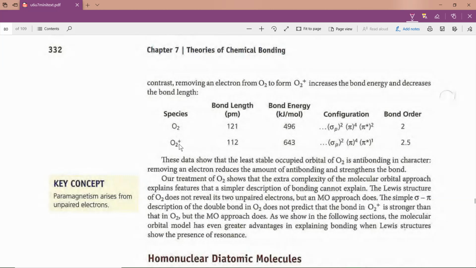If I take away an electron, so from O2 to make O2 plus, notice that the bond gets smaller because it's a little less antibonding, right? Antibonding means it doesn't want to be bonded. So if I take away an antibonding electron, the bond length goes down, the bond energy goes up, and the bond order goes up. So it all merges nicely together. Okay, so that extra complexity explains features that a simple description doesn't explain. And life's like that sometimes, isn't it?